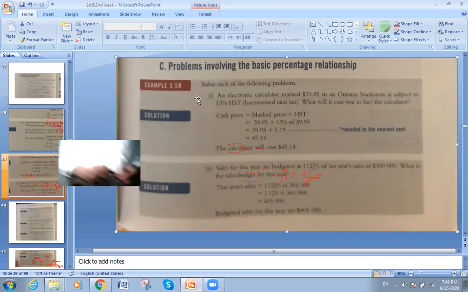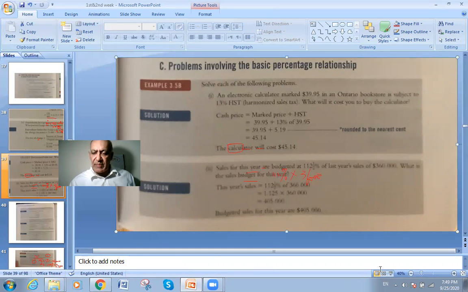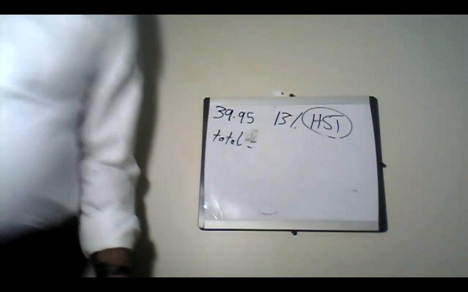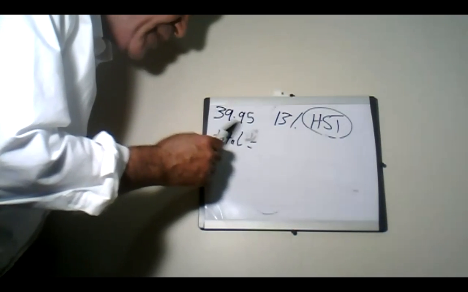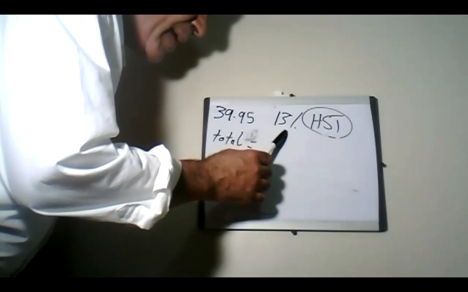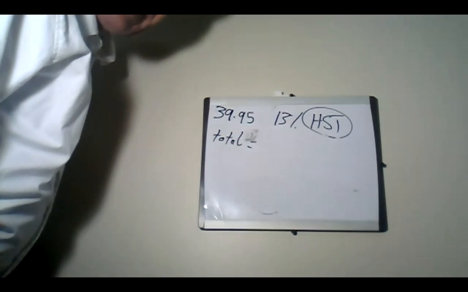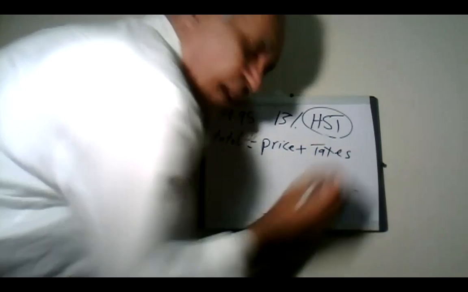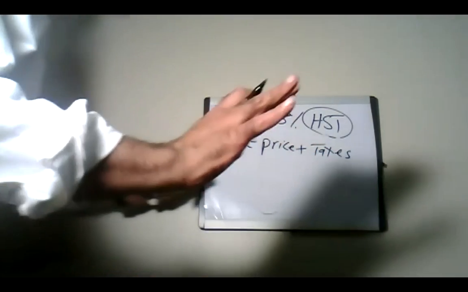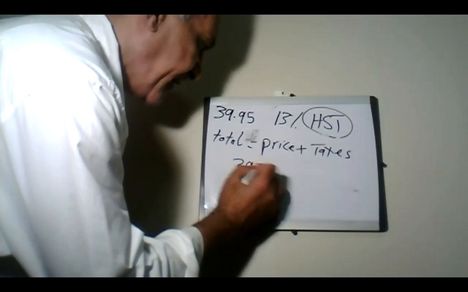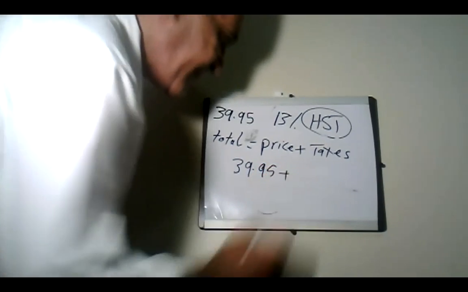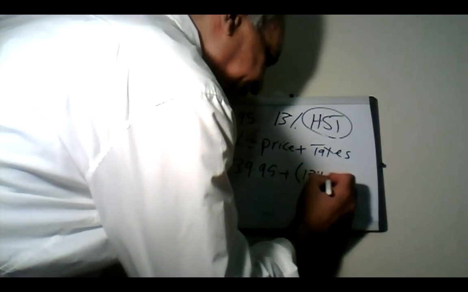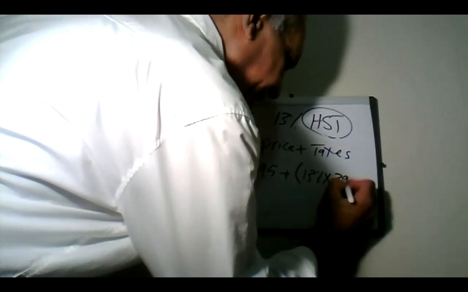let me stop sharing the screen for the moment so that the board will be clear. Here we go back. We said the price of the calculator which you will buy is $39.95. And you will pay as well the taxes. So both of them total will be the price plus taxes. The price is $39.95, plus the taxes. The taxes is 13% of the price. So plus 13% of the real price, which is $39.95.